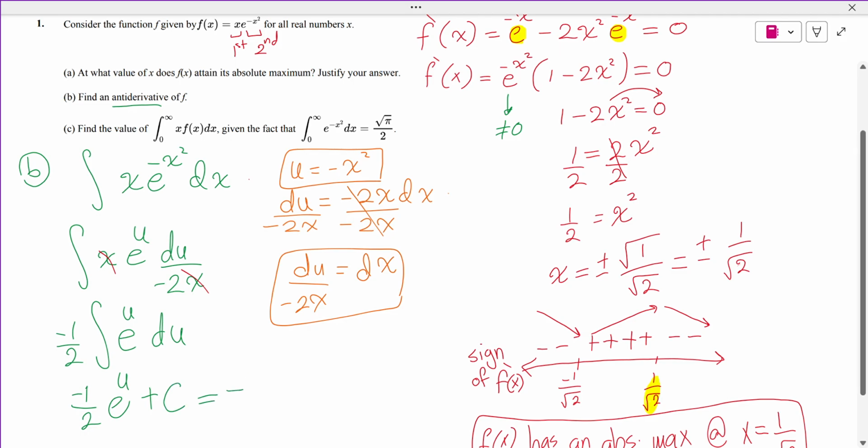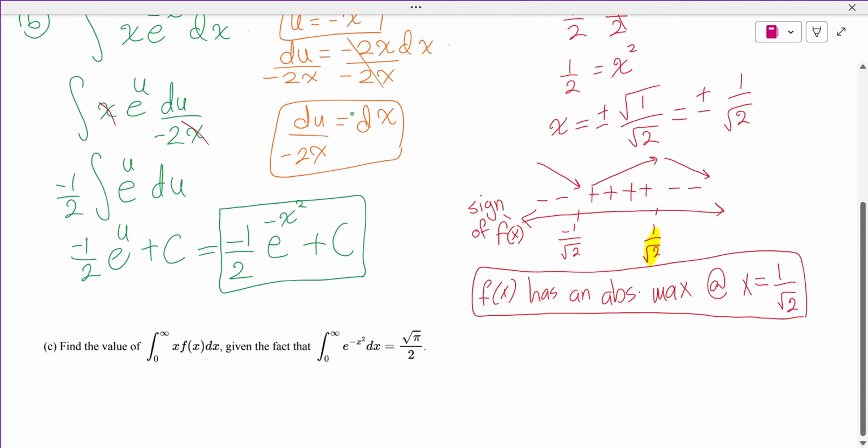And this is negative half e. Now substitute minus x squared back, and then plus c. That would be the answer for part B. We used u substitution.